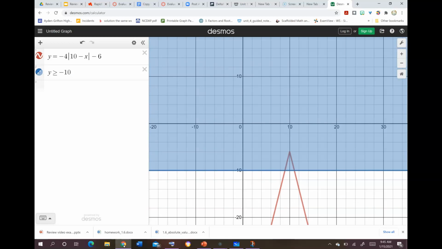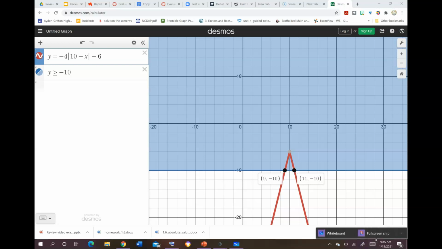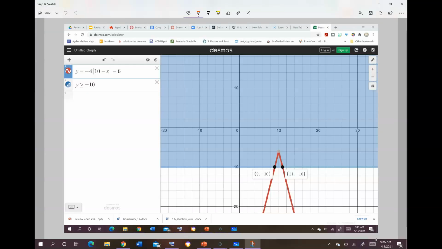So look, you see how it's a solid shade here? So again, that tells you that it's going to be an and, okay? So let's snip it so I can write on it. So if you look, what two x values is it shaded between? It's shaded between 9 and 11. So my x's are between 9 and 11. And isn't that what we just got?